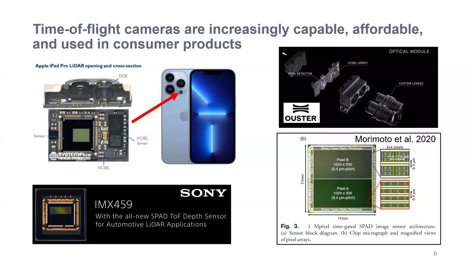So in 2020, Morimoto et al. demonstrated the first ever megapixel SPAD array camera, at least outside of the defense world. It's also dramatically decreased the cost of time of flight cameras. I'm not sure if everybody here knows this, but there's actually been a very capable time-of-flight camera with a SPAD array and a pixel array in the iPhone Pro, and every model since the iPhone 12 Pro.